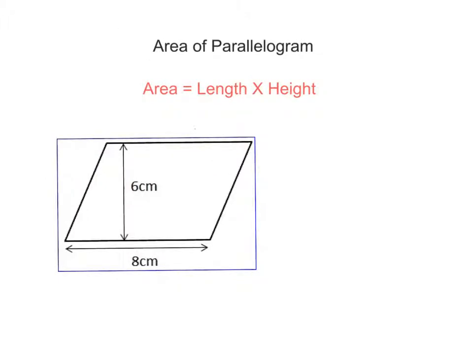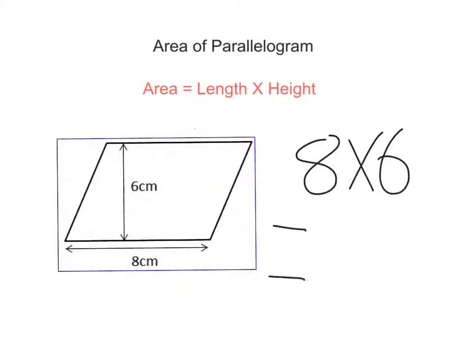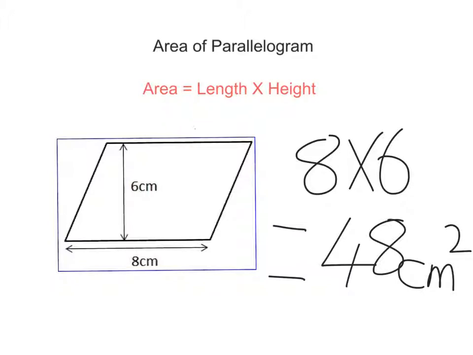To calculate the area of a parallelogram is very similar to the area of a rectangle. All I'm going to do is multiply the length by the height. So on this occasion, I'm going to multiply the 8, which is the length, by the 6, which is the height, which tells me that this parallelogram would have an area of 48 centimetres squared. And again, knowing tables inside out really helps with working out areas.